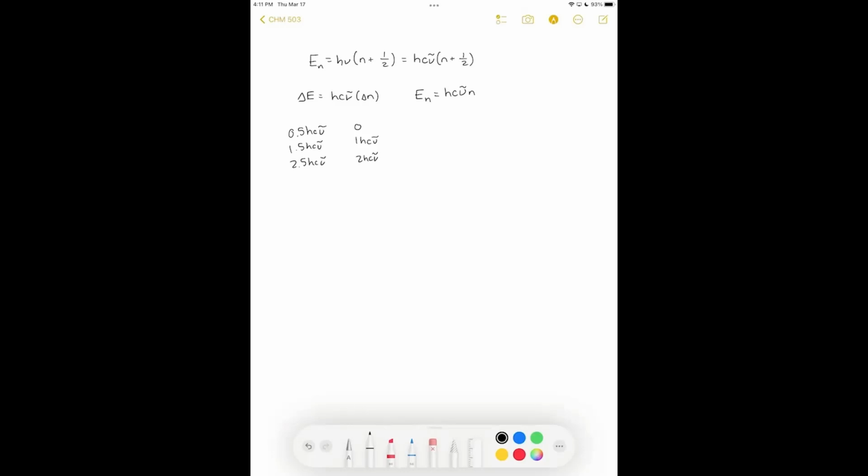So now what we want to do is consider a system with 3 quantum mechanical harmonic oscillators. And we're going to say this system has 3 quanta of energy. What's a quanta of energy? Well, a quanta of energy is simply hc nu. So we have 3 hc nu worth of energy, and we have 3 quantum mechanical harmonic oscillators to put this energy into. So what kind of options do we have?